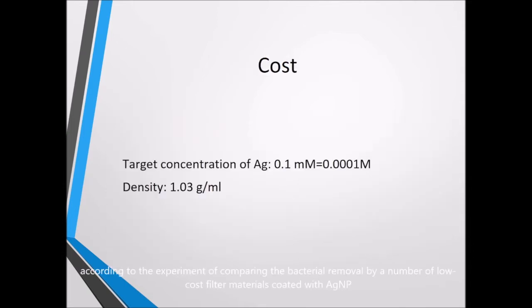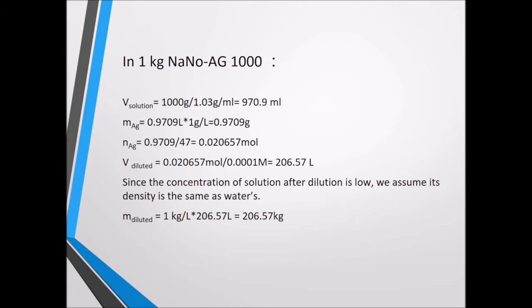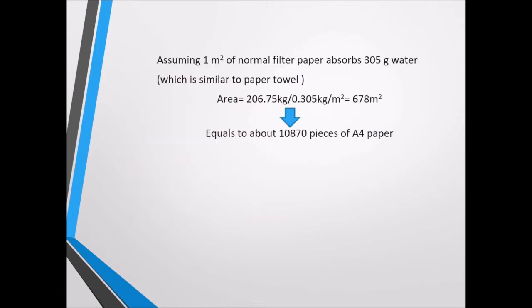And according to the experiment of comparing the bacterial removal by a number of low-cost filter materials coated with silver nanoparticles, the optimal filter loading is 0.1 mg per mole. And the calculation is shown below. In 1 kg silver nanoparticle solution, the mass of diluted solution is 206.57 kg. And we assume 1 square meter of normal silver filter paper absorbs as much water as 1 square meter of paper towel does.